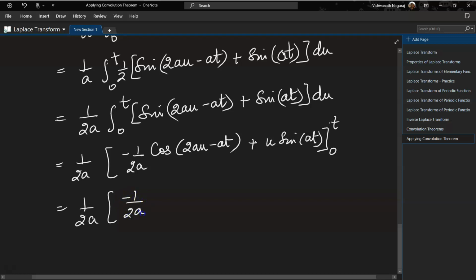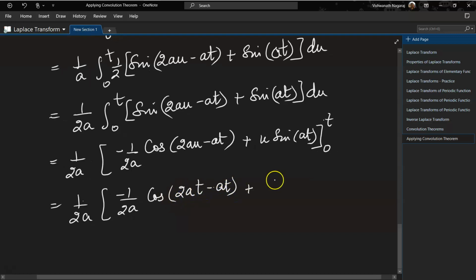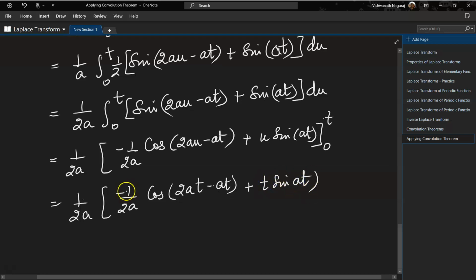So that becomes minus 1 by 2a cos(2at minus at) plus t sine(at). This is one part. Then minus, we get minus 1 by 2a cos(2au minus at), where u is going to be 0, so this will be 0 minus at plus 0.